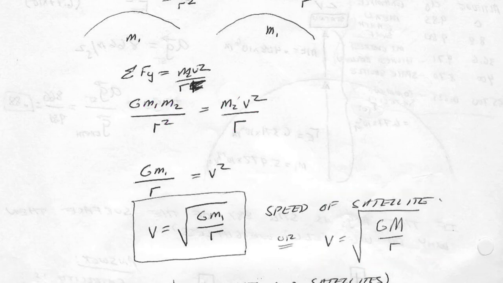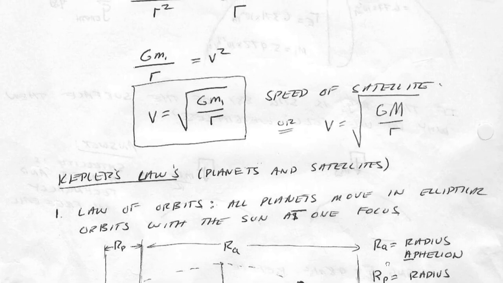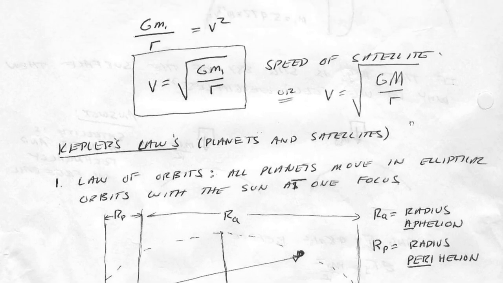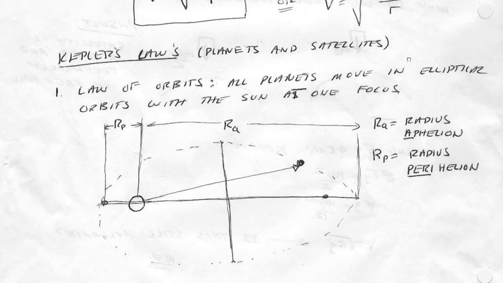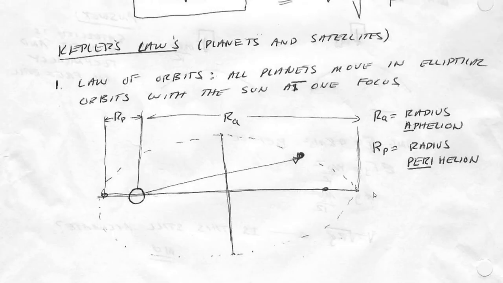So that's always true for the speed of the satellite. From now on, that's what we're going to use. And we're going to use this with Kepler's laws too, to derive Kepler's law in a minute, because that's how we're going to find the relationship between the period and the radius. There are 3 of Kepler's laws, and the last 2 are really more important than the first one, but I'll talk about the first one.